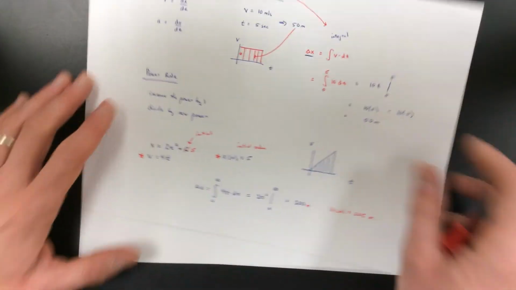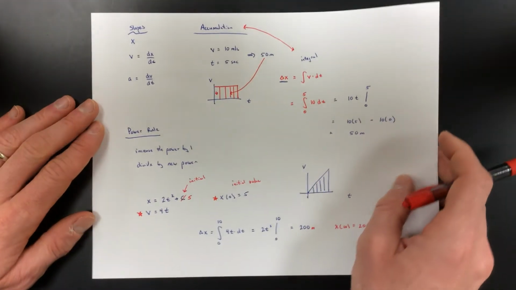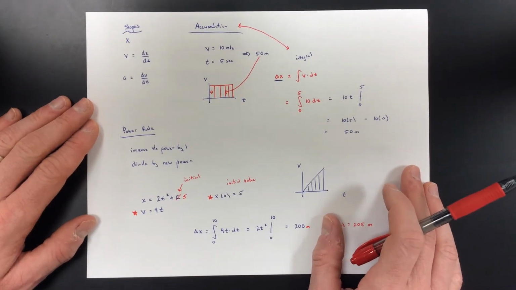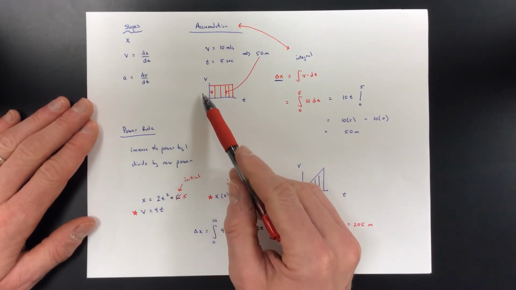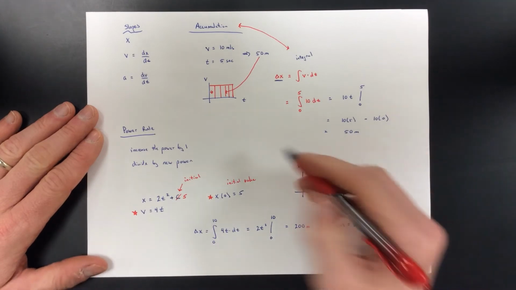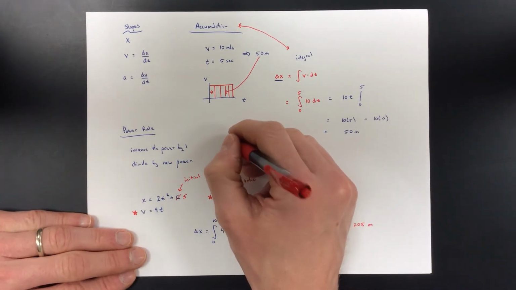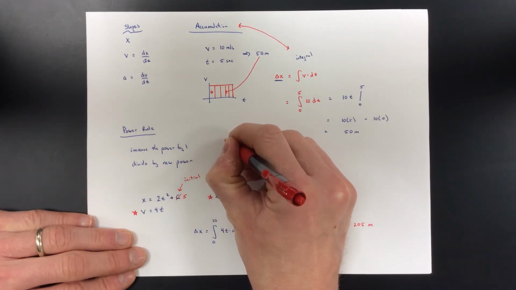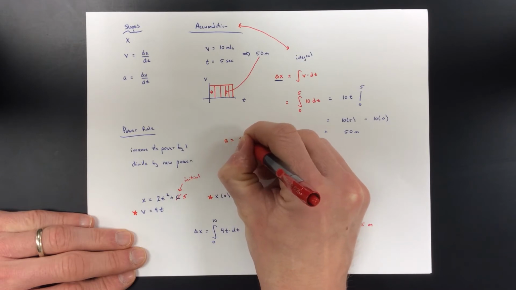And then the other case is the case we just got done doing, and that's looking at the accumulation of things. That's where I give you a velocity and I ask you, well, how does that affect the change in position? Or I could give you an acceleration. I could give you an acceleration of 2t.